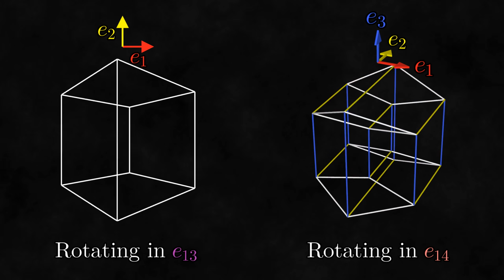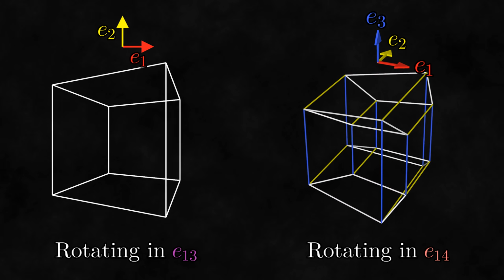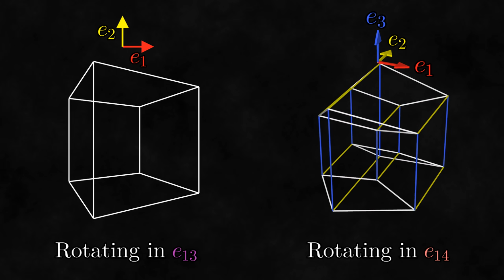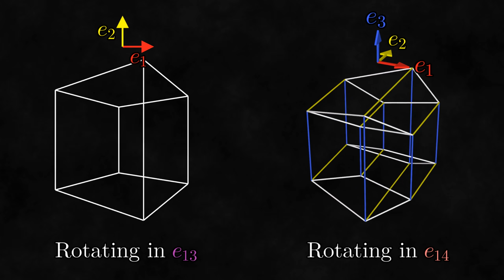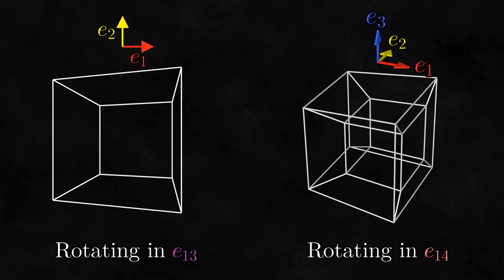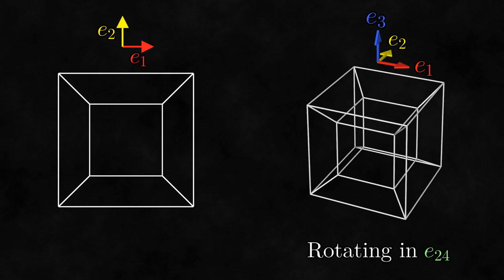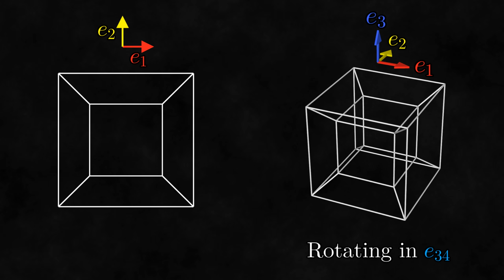Again, this is just like how rotations in lower dimensions work. The vectors in the plane of rotation rotate, while the vectors perpendicular to it are not changed. And, for the sake of completeness, here is a rotation in the E24 plane, and here is a rotation in the E34 plane.